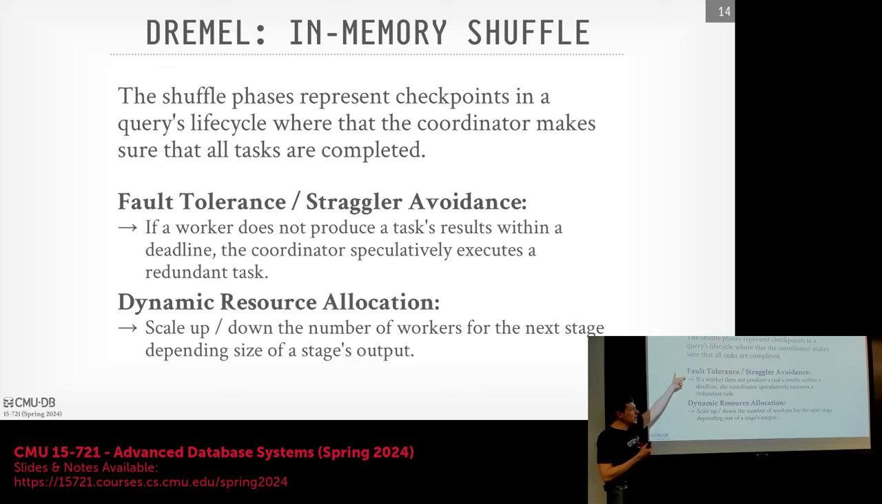So you get fault tolerance because any time a node crashes, you just get the data that you need from the in-memory shuffle and run the task on another service because it's idempotent. You can run it again without any side effects.